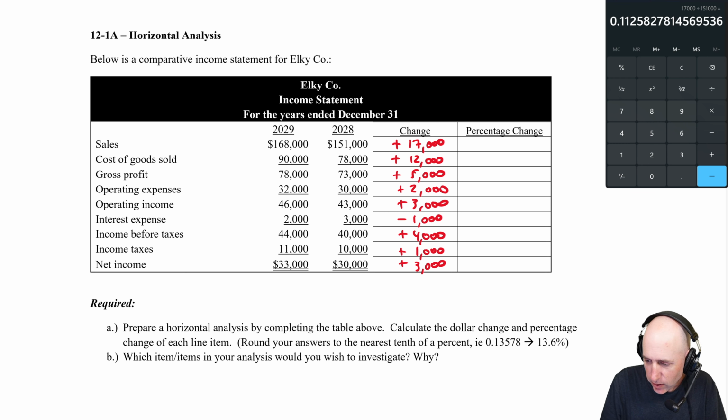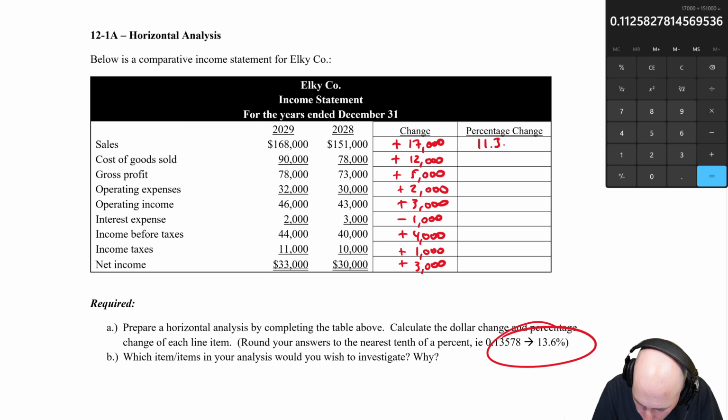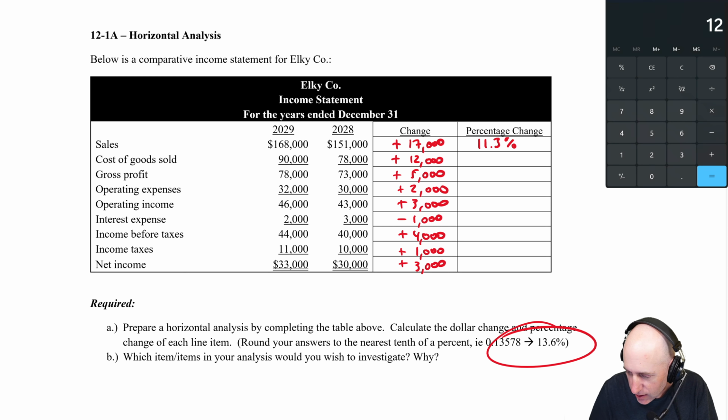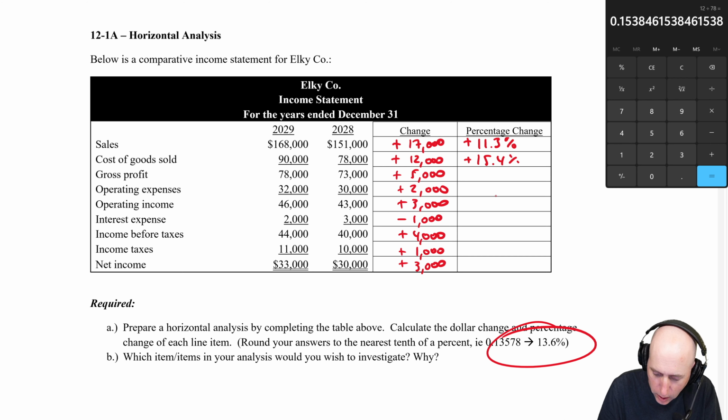17 divided by 151 is 11.3%. It says round to the nearest tenth of a percent. So that's what we're doing here. That's the ugliest 3 of my life. And I've had a lot of ugly 3s. 11.3%. That's a much more beautiful 3. Cost of goods sold. 12 divided by 78. 12 divided by 78 is 15.4%. Oh, and I should be putting pluses and minuses here as well.